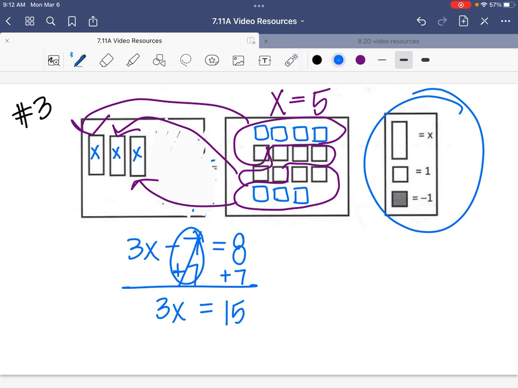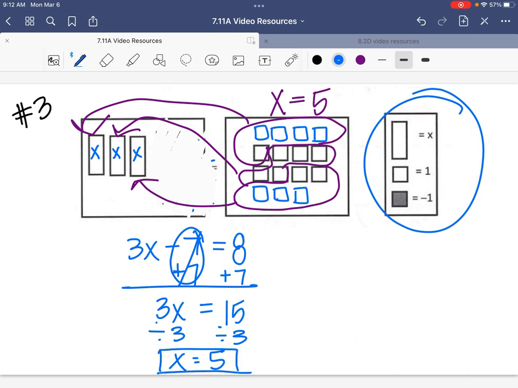But mathematically what we're doing is we're taking those 3 x's, which is equal to the positive 15, and we're dividing them into groups of 3. And so we get that 1x, one group of x, is equal to 5 positives.